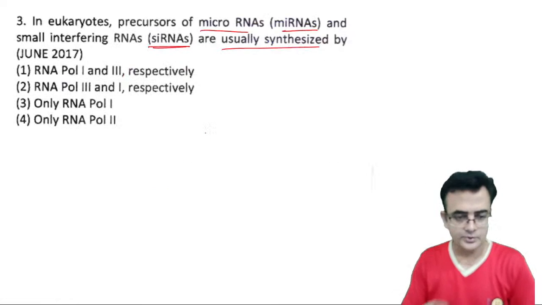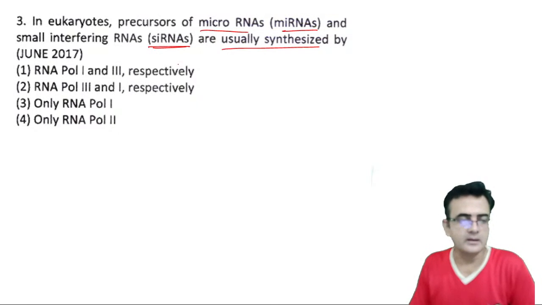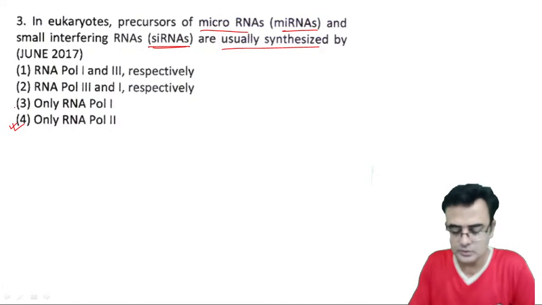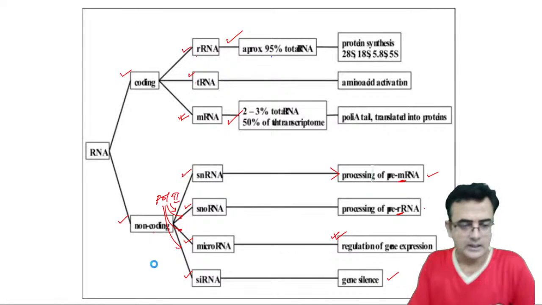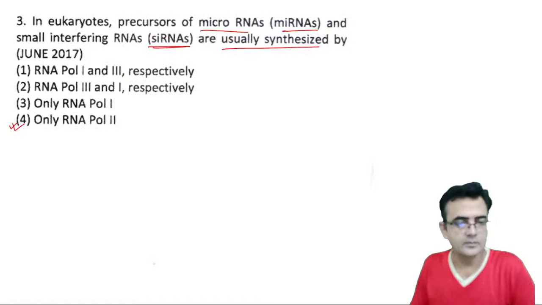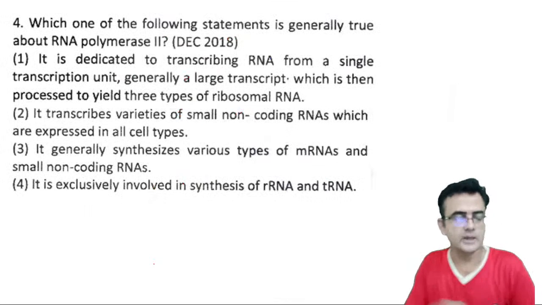Now you come back to the question. The question is: in eukaryotes, precursor of microRNA, miRNA, and small interfering RNA are usually synthesized by. So what we discussed is that they are usually synthesized by RNA polymerase 2. Almost all of them are synthesized by RNA polymerase 2. So the answer is RNA polymerase 2. All the different kinds of non-coding RNA are almost all synthesized by RNA polymerase 2. Now, keep that table in mind.